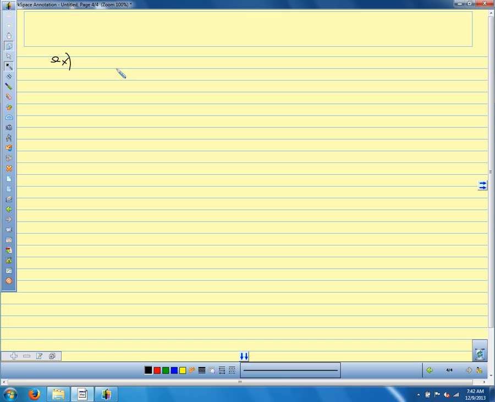Another example. We're going to convert to spherical. X squared plus y squared plus z minus 1 squared equals 1. So what is this surface? Any ideas?